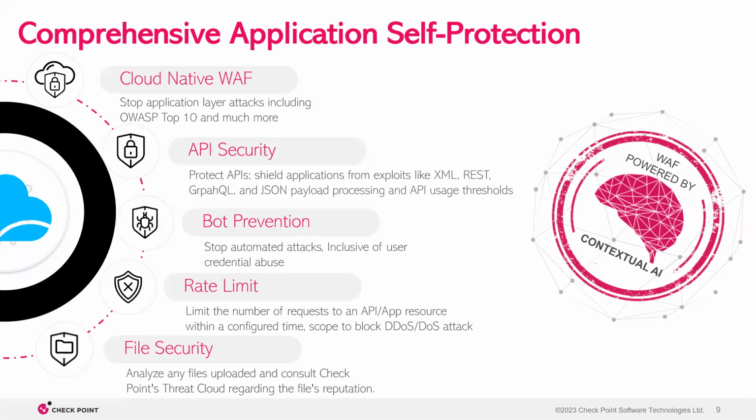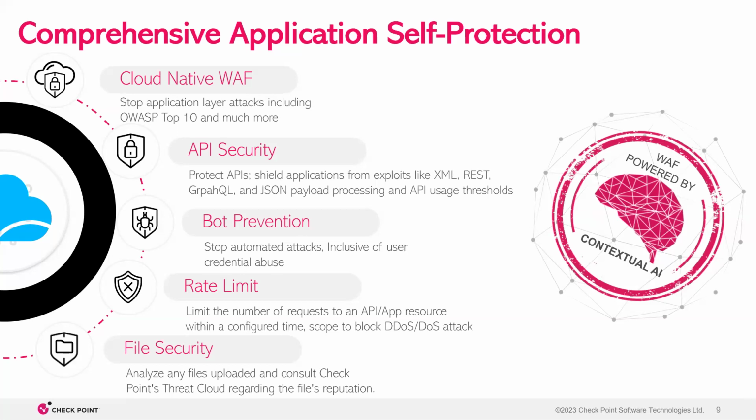But, obviously what you need from a WAF, right? You need to be able to stop OWASP top 10 attacks, right? So that cloud native WAF functionality, stopping the OWASP top 10, getting API security, right? Getting that visibility, protecting your APIs, wherever they are, bot prevention, being able to stop bots, rate limiting, and file security, right? So a little bit about the file security piece.